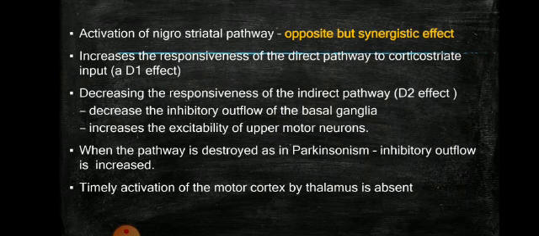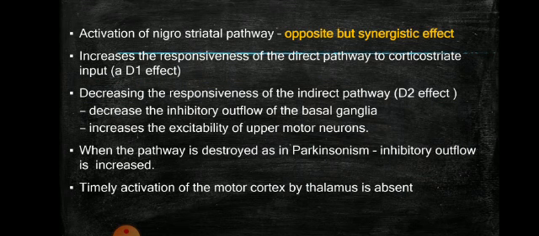Now, that's what happens normally, the D1, D2 mechanism. I have told you how it happens. When dopamine binds to the D1 receptor, it's excitatory. When dopamine binds to the D2 receptor, it is inhibitory. That's exactly what is mentioned in proper terms in the beginning 3 points. But when this pathway is destroyed, which happens in Parkinsonism, the inhibitory outflow is increased.